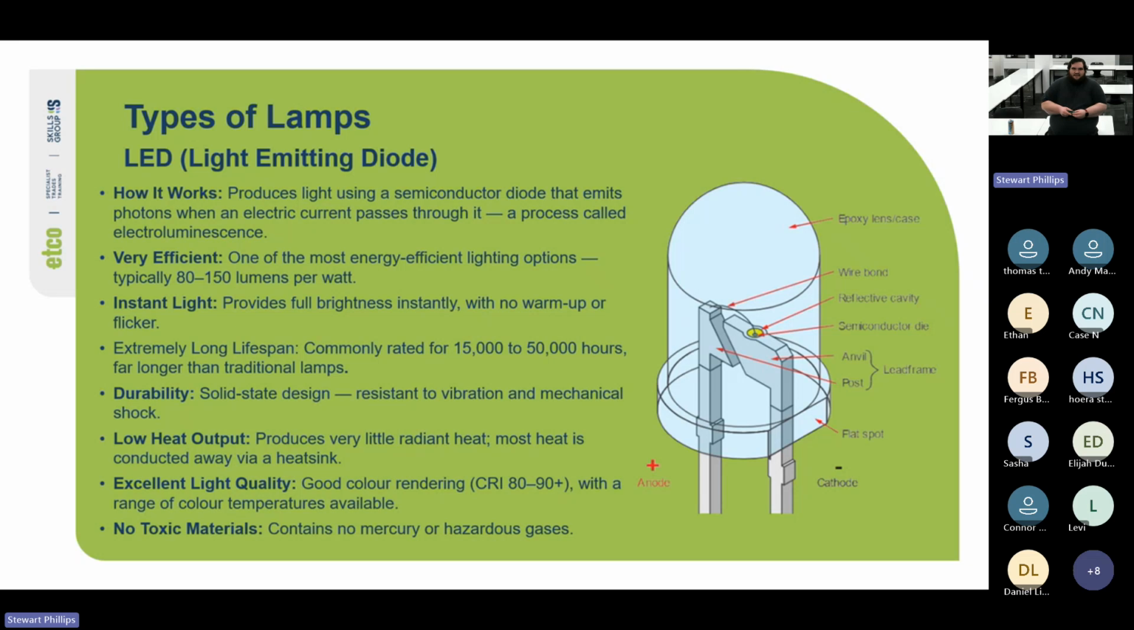So either it's an issue with the driver, a connection issue, or if it's on a dimmer, it's the wrong type of dimmer. And also some LEDs are not dimmable. If you try and dim them, they just don't like it and refuse to turn on. So you always need to use the right kind of dimmer.